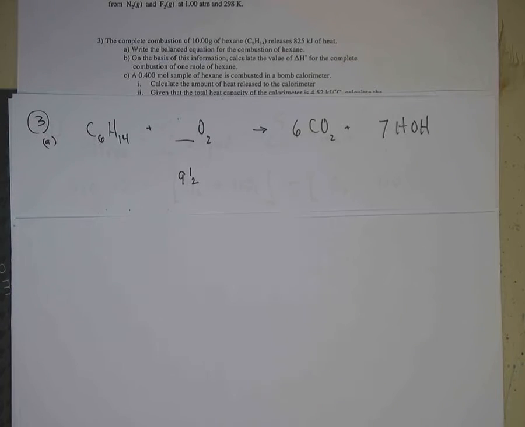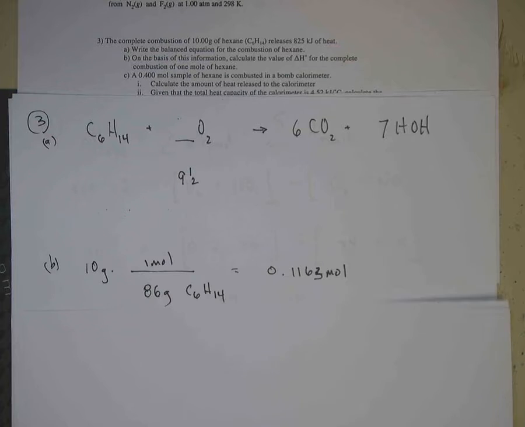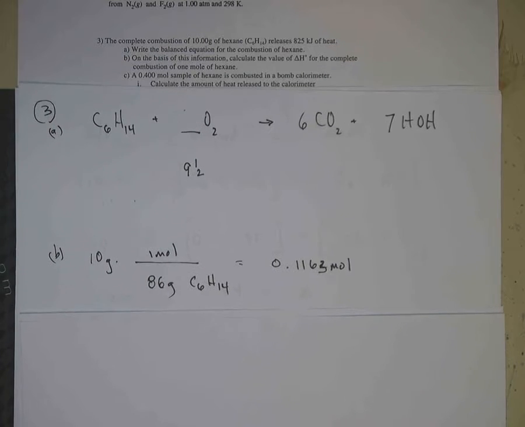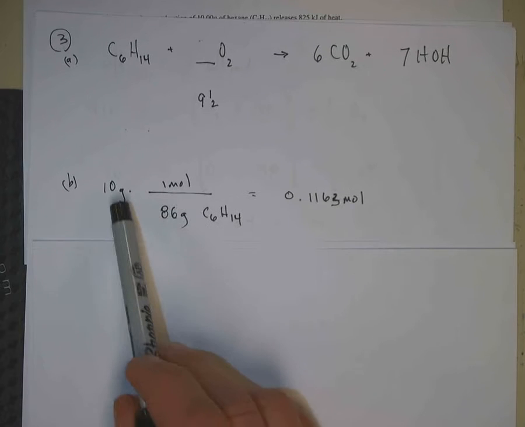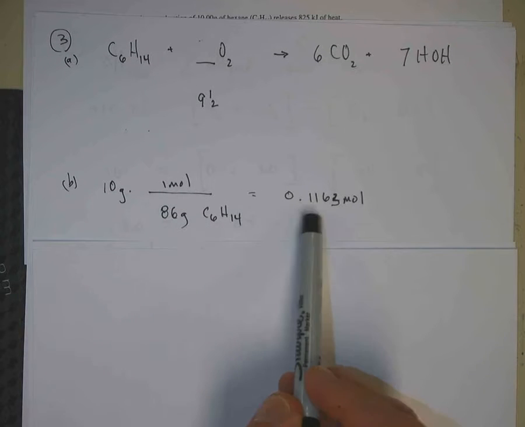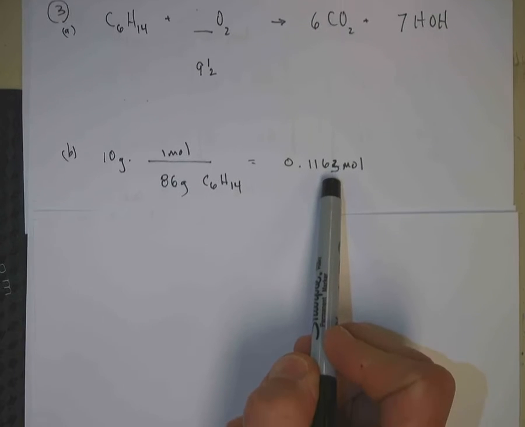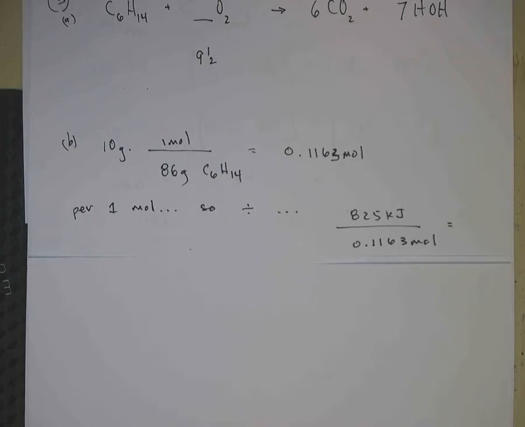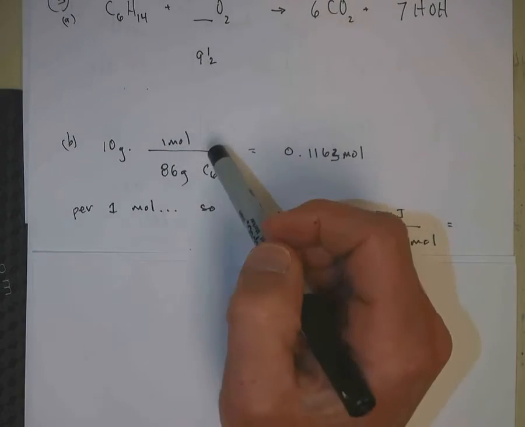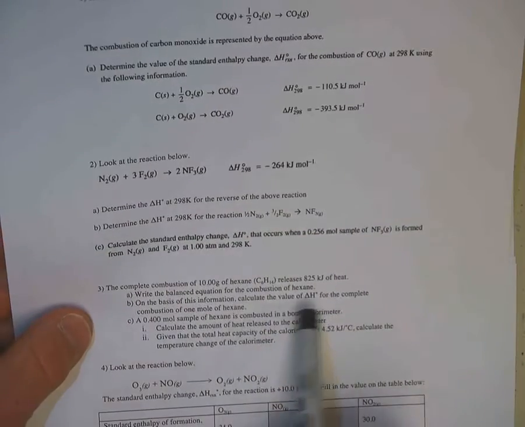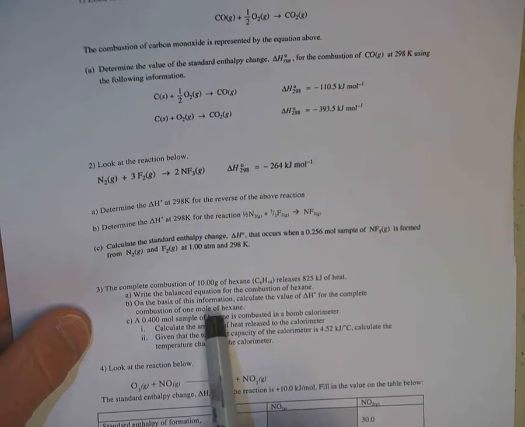On the basis of the information, calculate delta H for the complete combustion of 10 grams of hexane. So your first goal is to convert 10 grams to moles, and there's 86 grams in a mole, so that's how many moles of hexane you have. Then you can read that it says per mole of hexane. If you read it carefully, it says for the complete combustion of 1 mole of hexane.